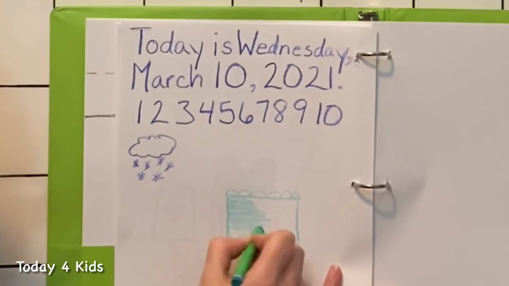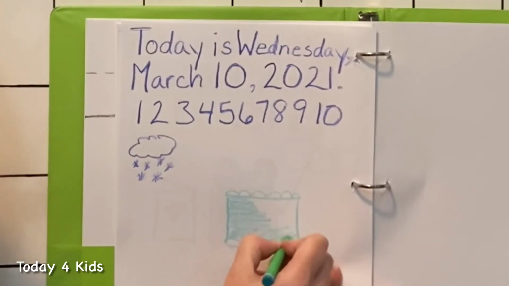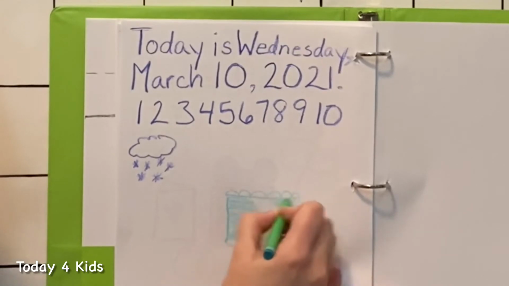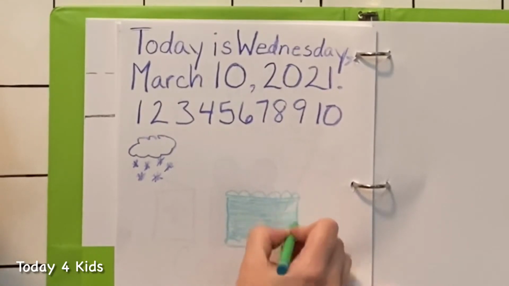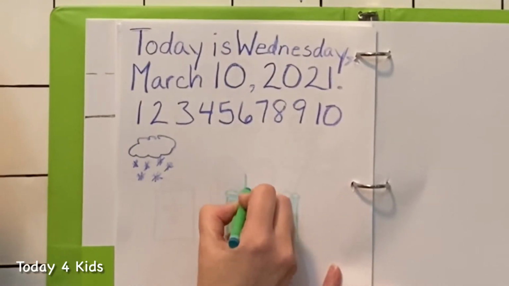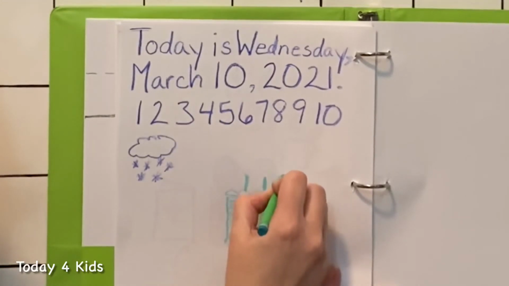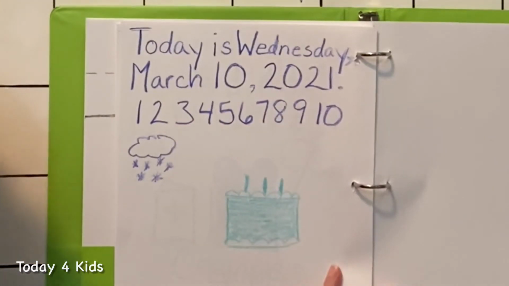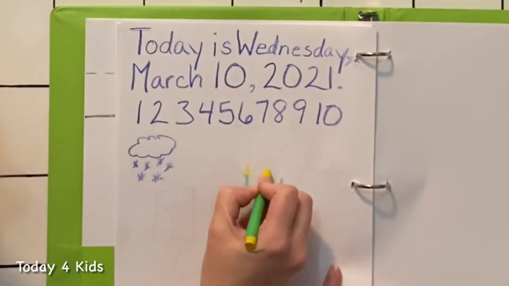What color would the cake be for you on your birthday? What color would you like? Oh, I hear some wonderful colors. We have a whole rainbow going on. Blue is a great color, and I'm going to put 3 candles on here for Miss Kalliope for her birthday. And we need some flames so she can blow out her candles.